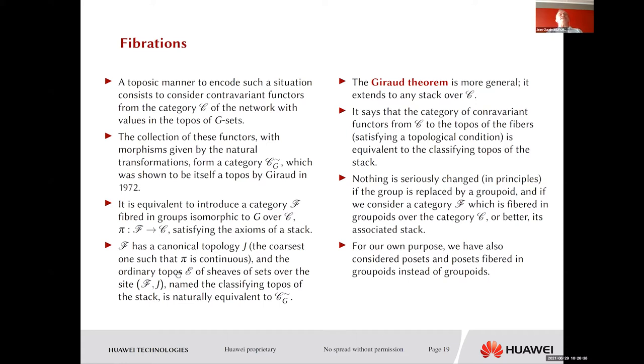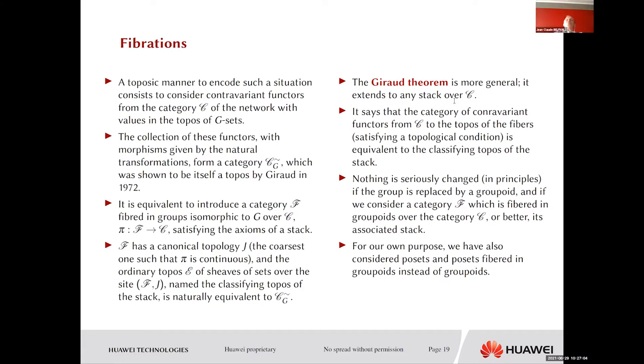So F, in this case, has a canonical topology J, which is the coarsest one such that pi, the morphism from F to C, is continuous. And in fact, the ordinary topos E of sheaves of sets over this site, F_J, is named the classifying topos of the stack and is naturally equivalent to the C_J tilde that we have seen here.